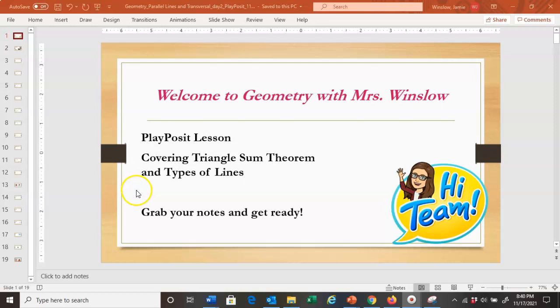We're going to be covering the triangle sum theorem and reviewing different types of lines. So go ahead and grab your notes and we'll get started.